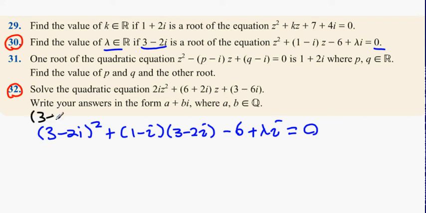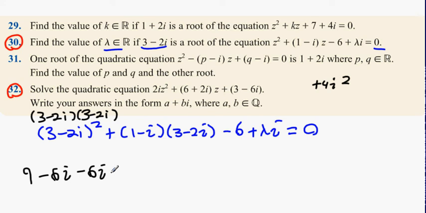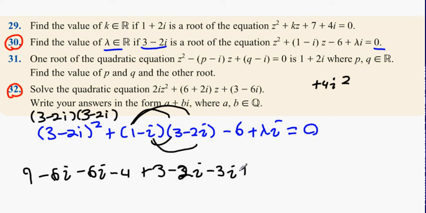Multiply this out, 3 minus 2i, 3 minus 2i. So what we get there is 9 minus 6i minus another 6i plus 4i squared. 4i squared is minus 4. Then keep going, then you get 3 minus 2i. Then you have minus 3i plus 2i squared. And then you get minus 6 plus pi i.